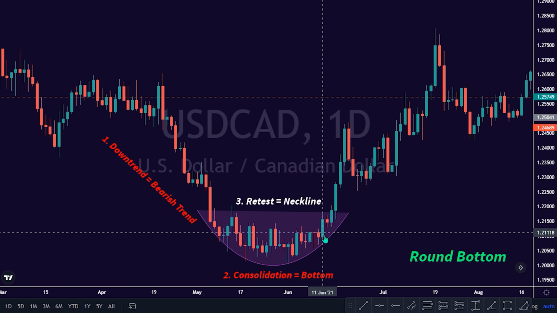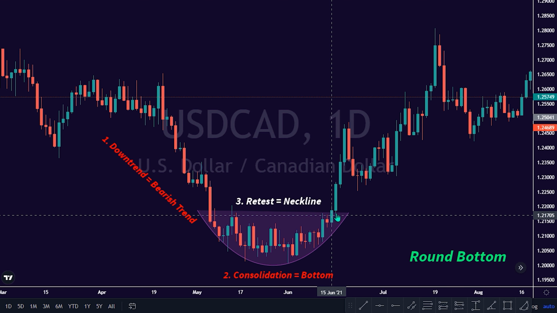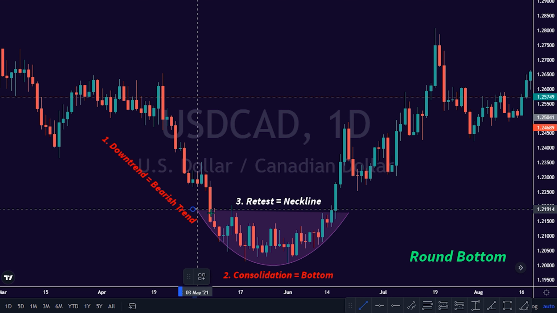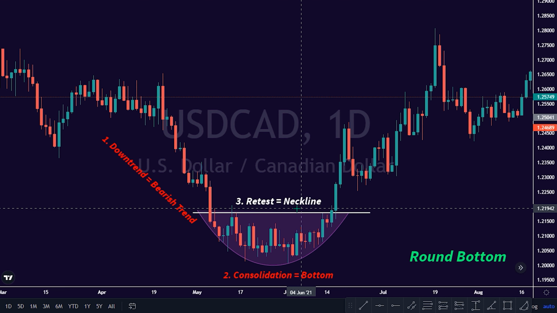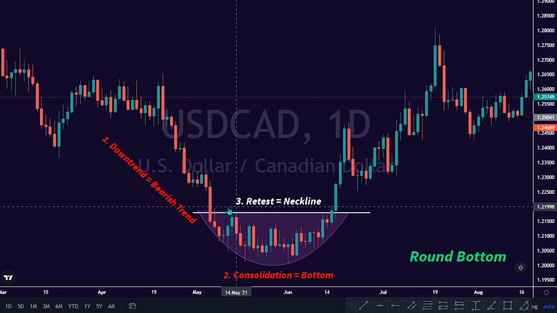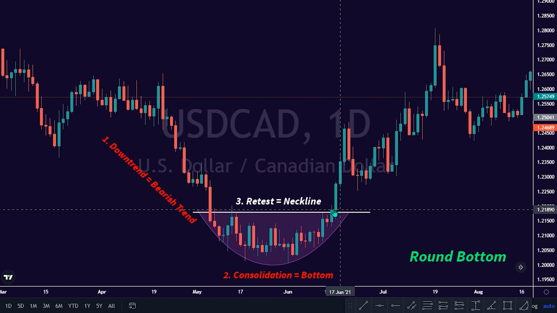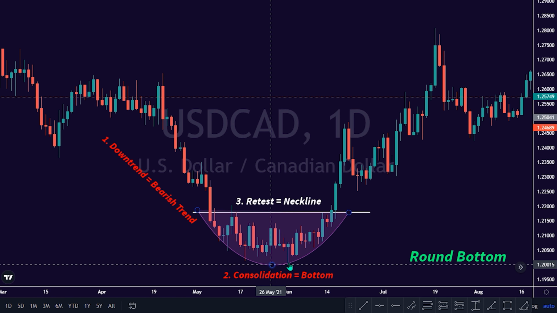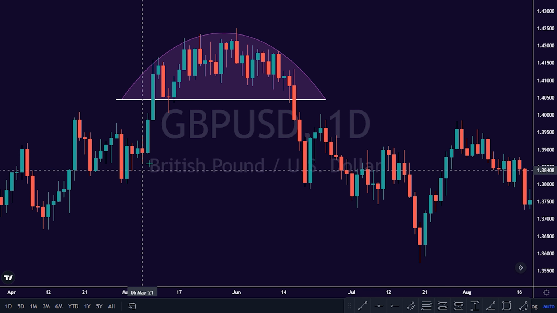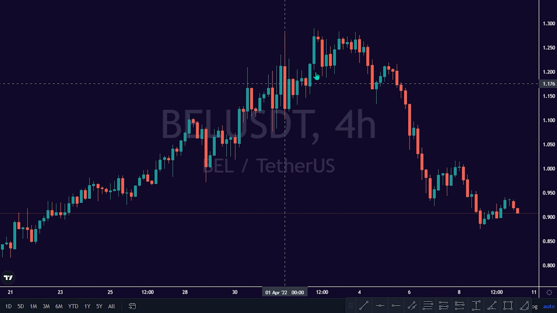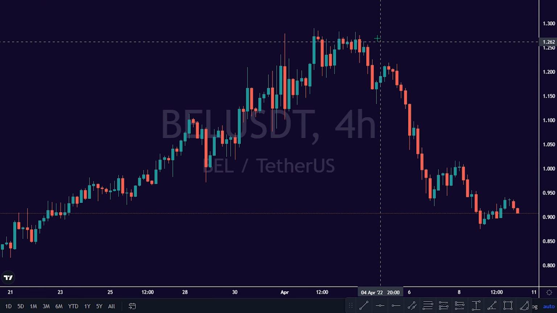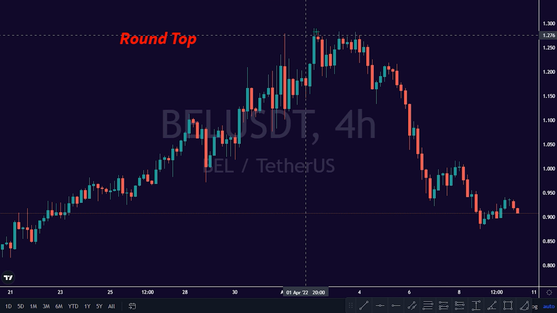Number 3. The last step is for price movement to eventually retest the consolidation area, which is called the neckline of the rounded bottom. A strong breakout of price of the rounded bottom would give confirmation of the pattern breakout. Now that we have learned how these patterns are formed, we can now proceed to how to trade them in the market.